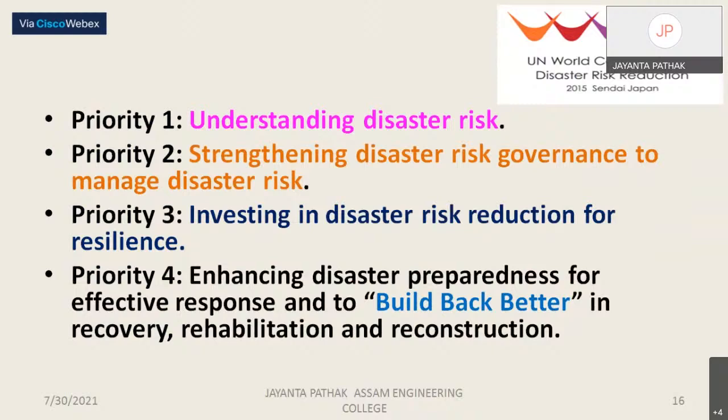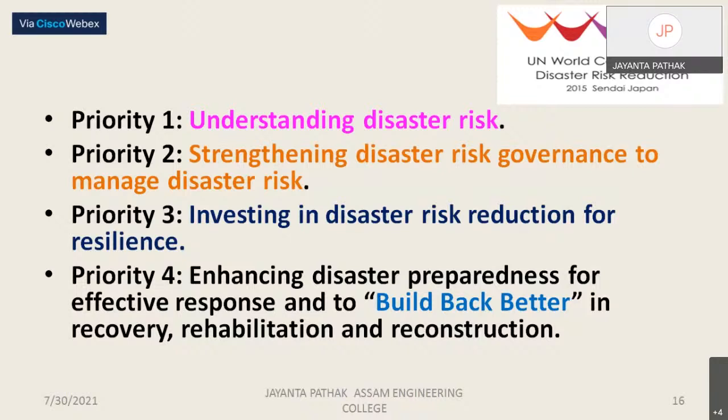So what is the UN World Conference on Disaster Reduction 2015 declaration? We need to prioritize our approach here. Priority 1 is understanding the disaster risk. Priority 2 is strengthening disaster risk governance to manage disaster risk. The urban bodies, even the local panchayat, have to be in the loop to understand what we should do, what is the right project, what is the right way to do it, how to mainstream disaster management. Those are policy things, and that has to be done by governance. So all the departments involved in development are also responsible to see that disaster risk management is mainstreamed into the development process. So governance is very important.